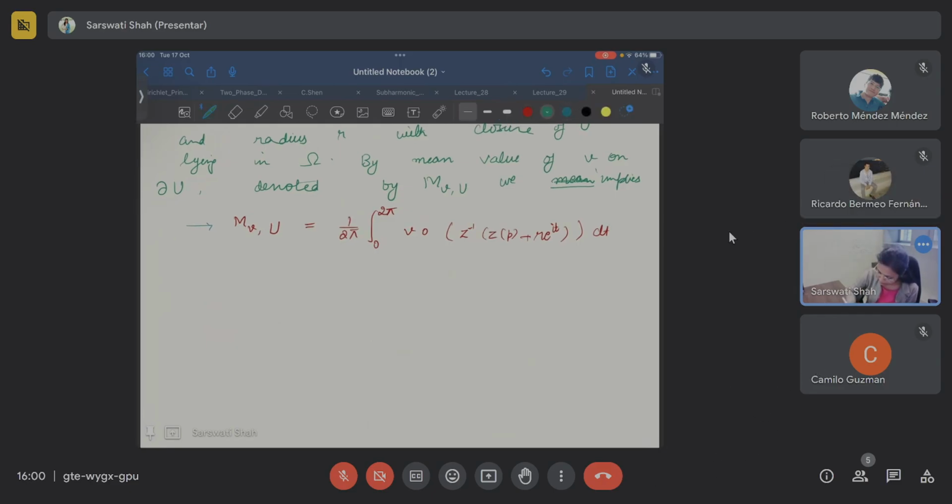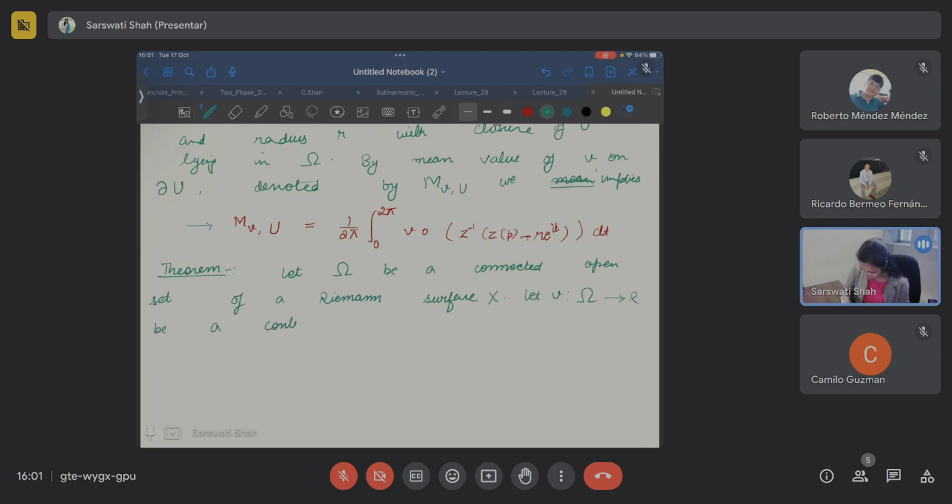Now let's write the theorem. Let omega be a connected open set of a Riemann surface capital X and let v from omega to R be a continuous function. Then the following statements are equivalent.